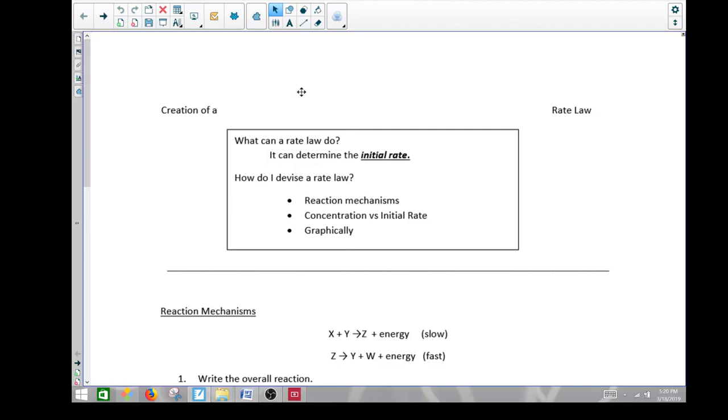We're looking at an AP Chem review of some top ideas here in AP tests, and that would be the creation of a rate law for kinetics. So, it shows up every year on the AP test. All right, so first things first here.